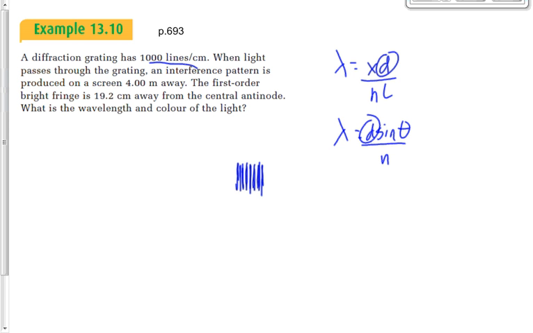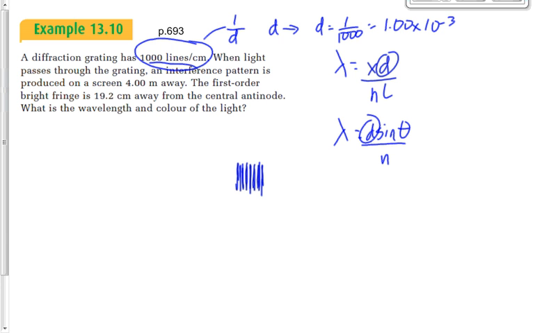We don't have that. We've got the number of slits per distance. So if you've got slits per distance or lines per distance, and you want distance per lines, what are you going to do? Flip it over. This is not d. This is 1 over d. If you want d, we're going to say 1 over 1,000, which is 1.00 times 10 to the minus 3.